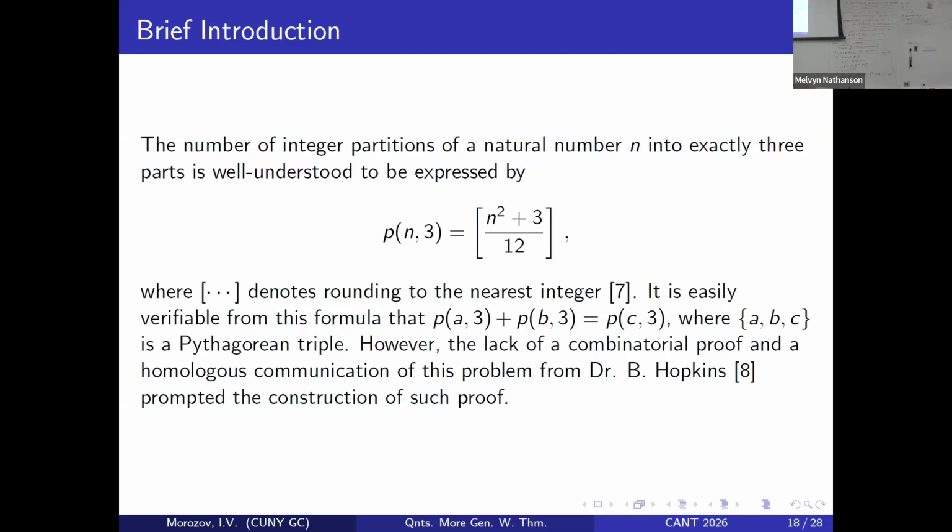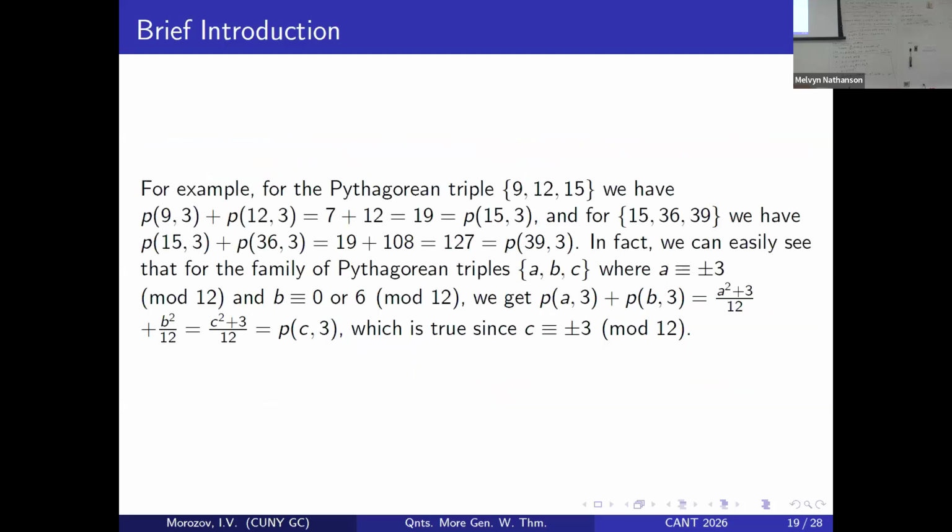But there seemed to be no combinatorial proof of that. So I would like to show a construction in a bit. And here are just some examples for some Pythagorean triples where this is true.